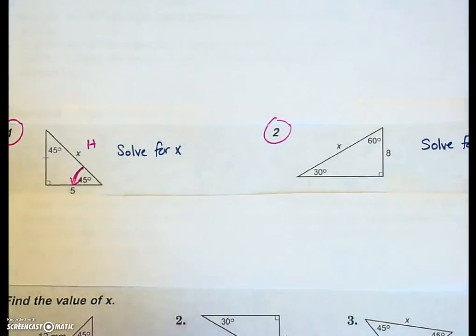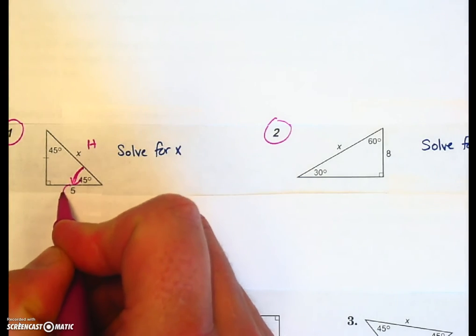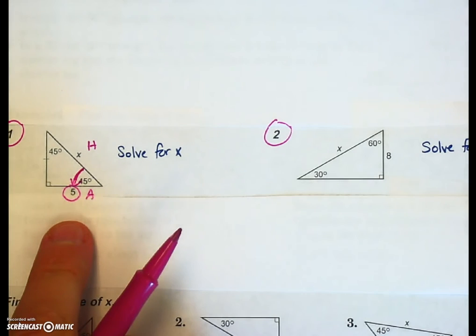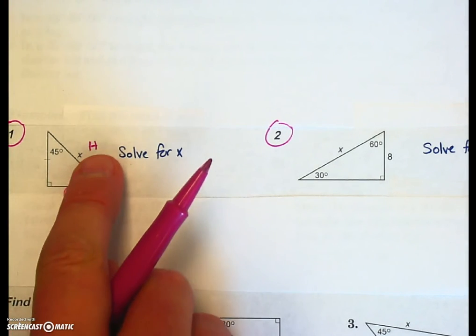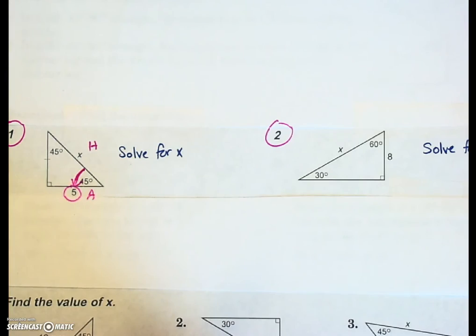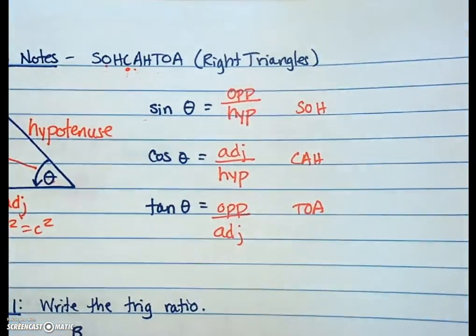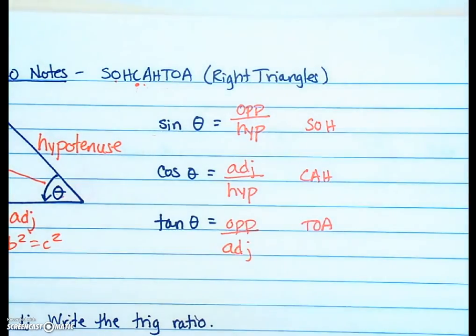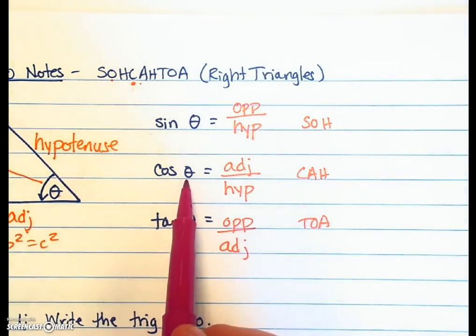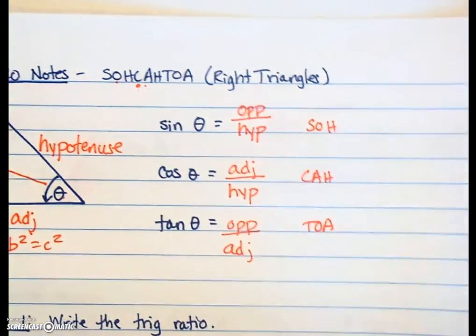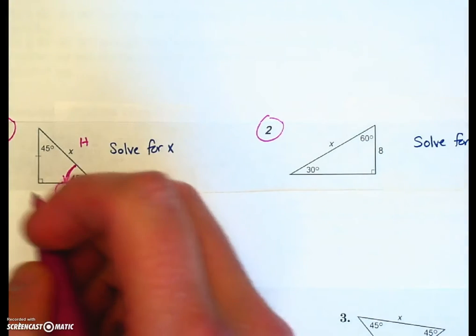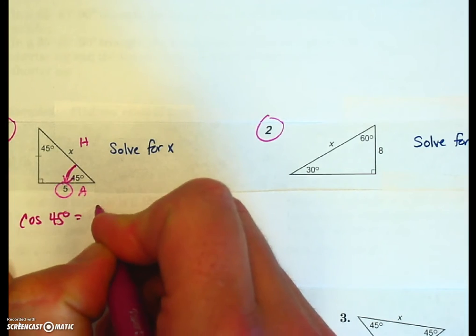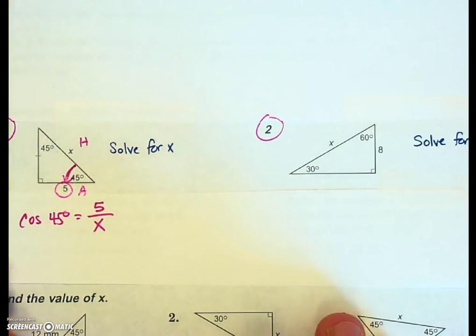Okay, so when I look at this, I'm given this side right here, which is the adjacent side. So what I need to do now is decide, okay, I have the adjacent, I want to know the hypotenuse, so which trig ratio should I use? I need to find the one that deals with adjacent and hypotenuse, and that is the cosine. Now, instead of putting theta in here, I'm actually going to put in the angle measure that they give me, which is 45 degrees. So cosine of 45 degrees equals the adjacent over the hypotenuse.